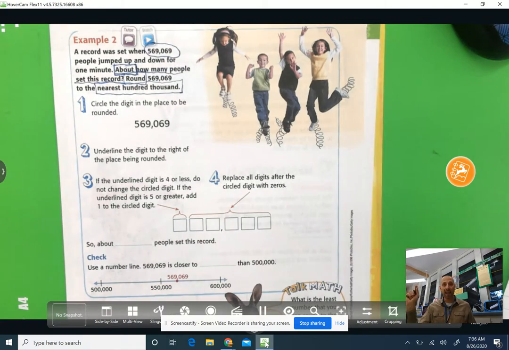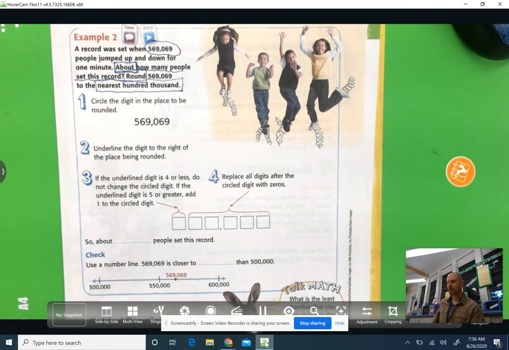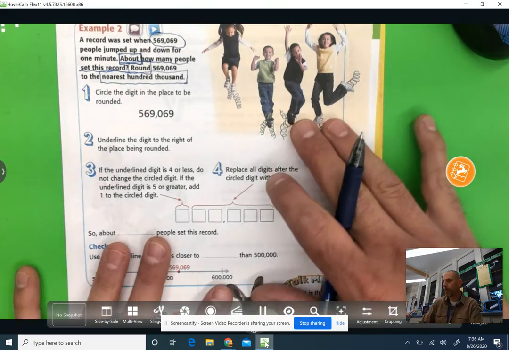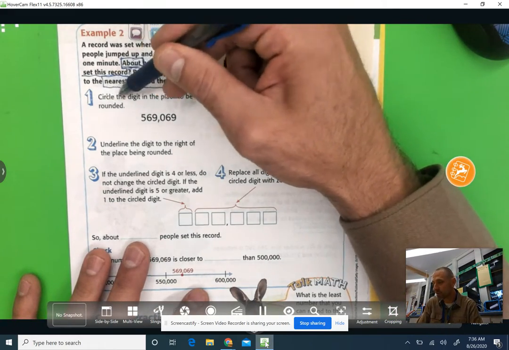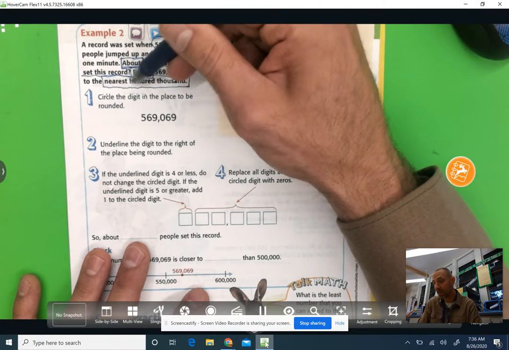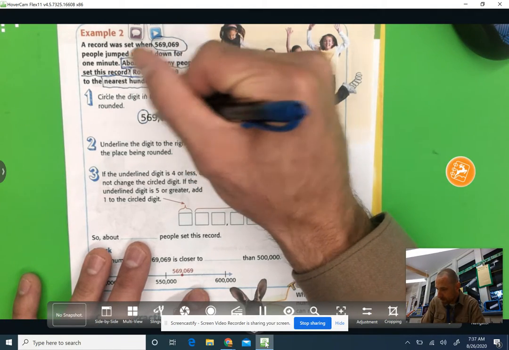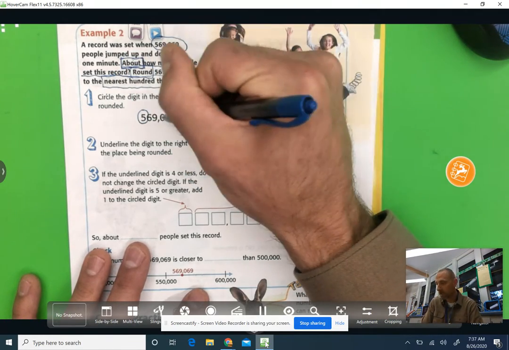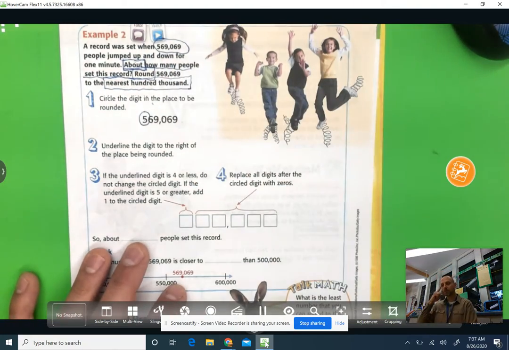569,069 is the exact amount of people that were jumping up and down. But if we round to the nearest 100,000s, we can find about how many people. So let's find the 100,000s place first, because it says circle the digit in the place to be rounded. That is the 100,000s place for us. That's this 5. Ones, tens, hundreds, 1,000s, 10,000s, 100,000s.